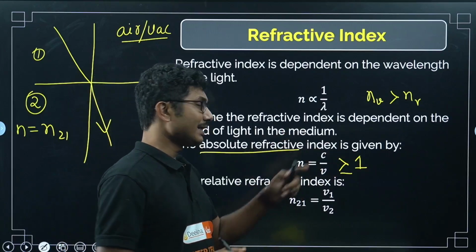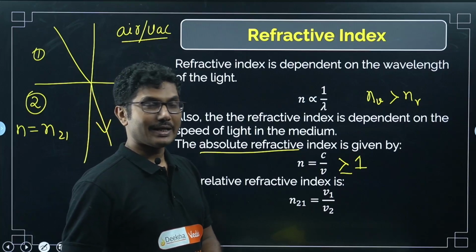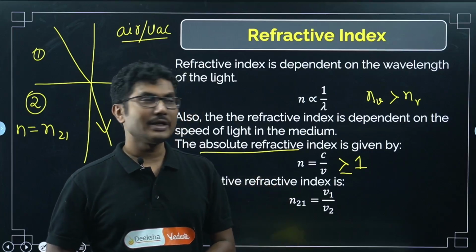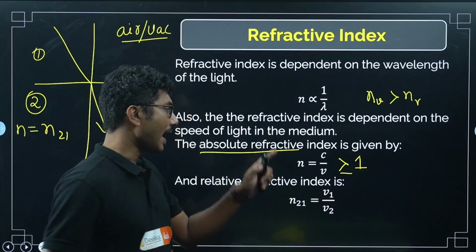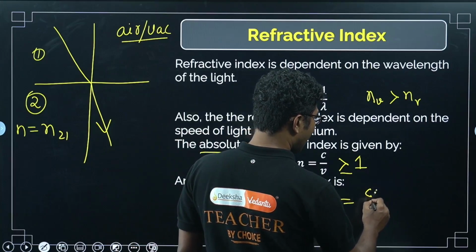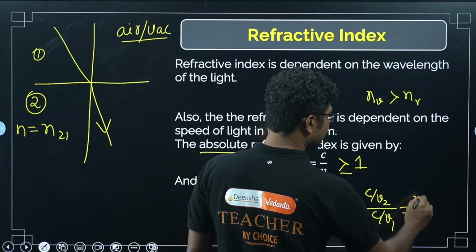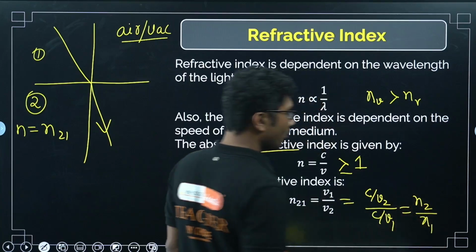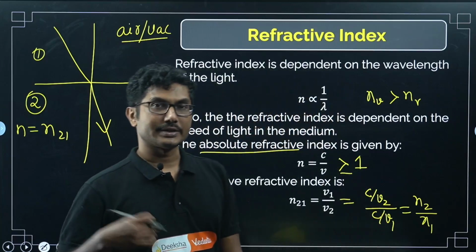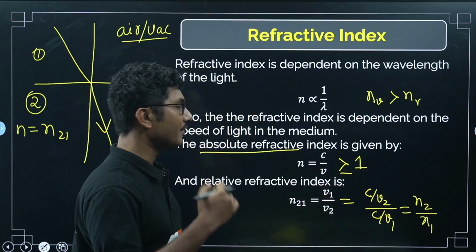That is part 1. In the case of absolute refractive index, we start with the speed of light in vacuum, that is, the speed of light in the first medium. Similarly, when calculating relative refractive index, it should be the speed of light in the first medium first and the speed of light in the second medium second. This can also be written as C by V2 divided by C by V1, right? So we can write this as N2 divided by N1. So relative refractive index is basically the ratio of absolute refractive indices.